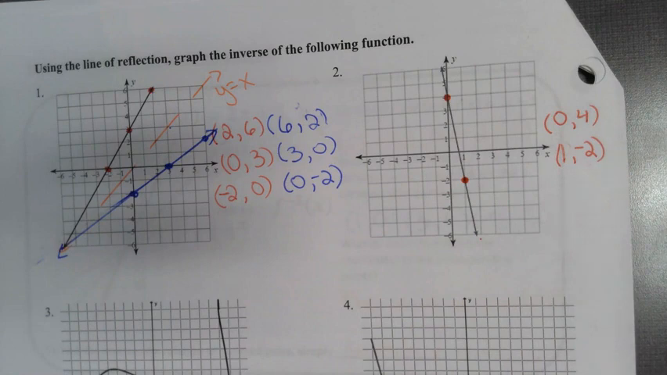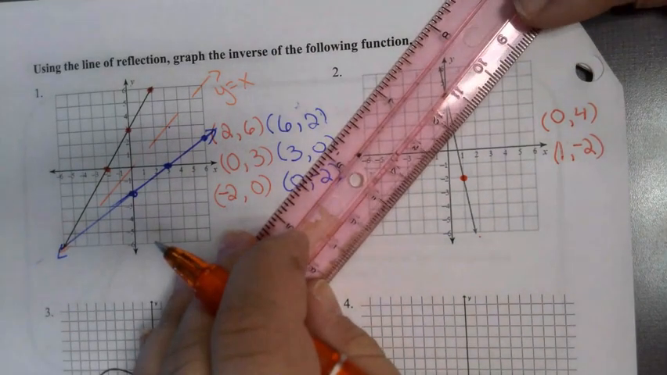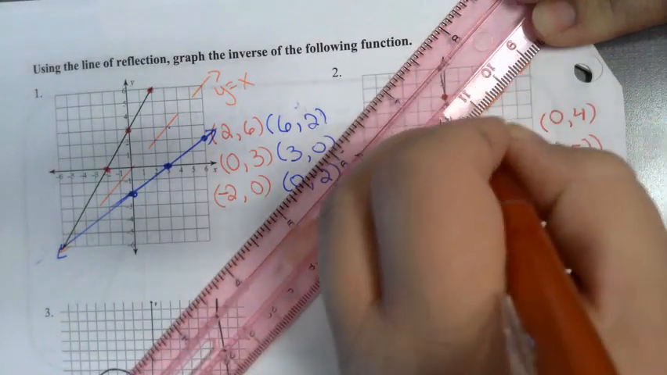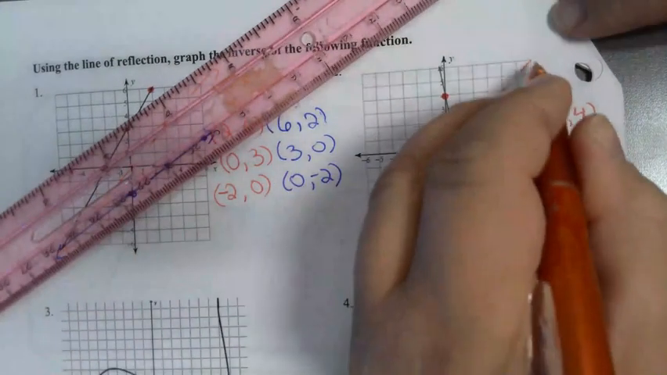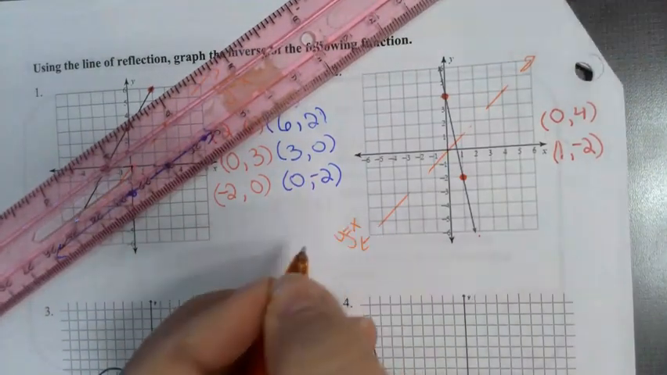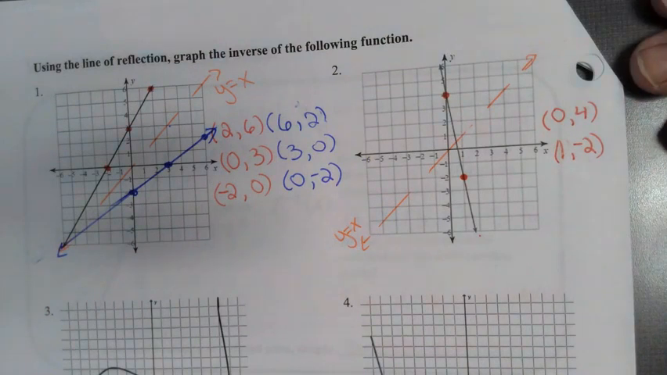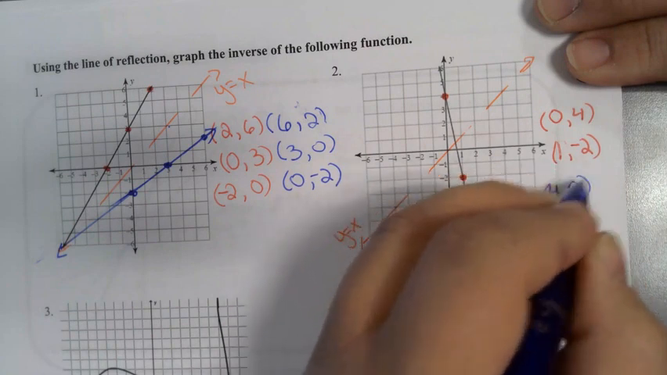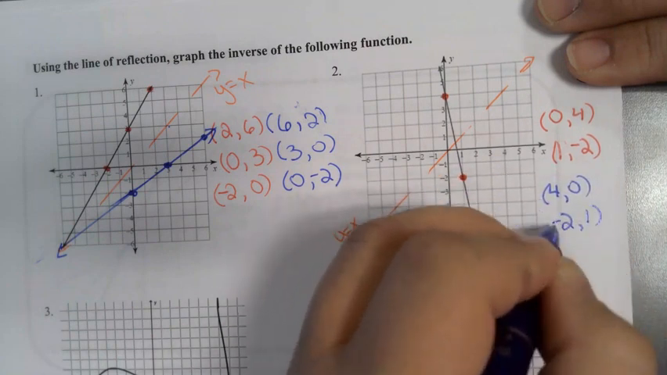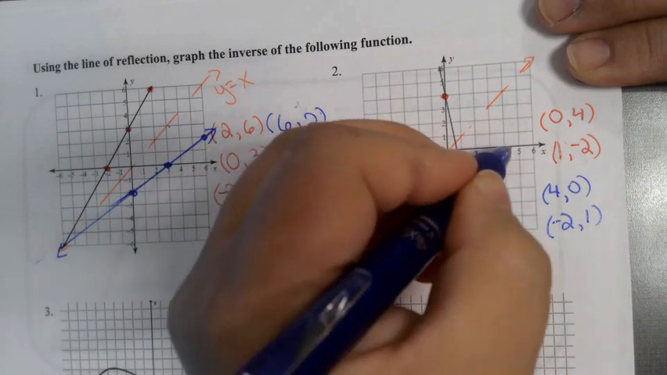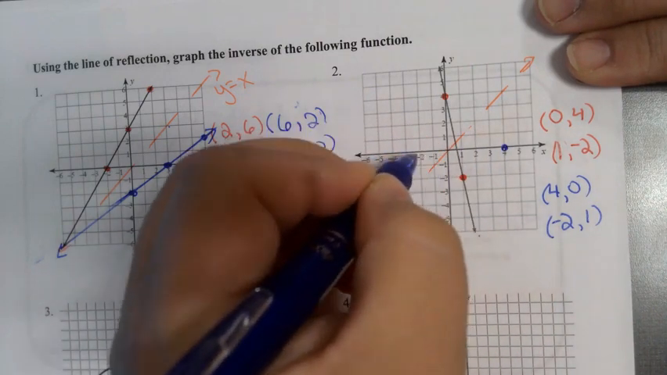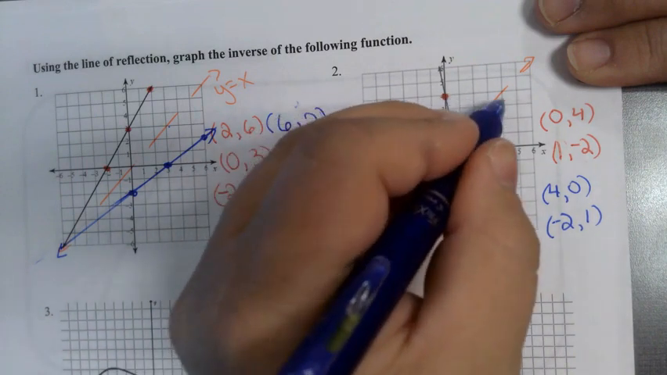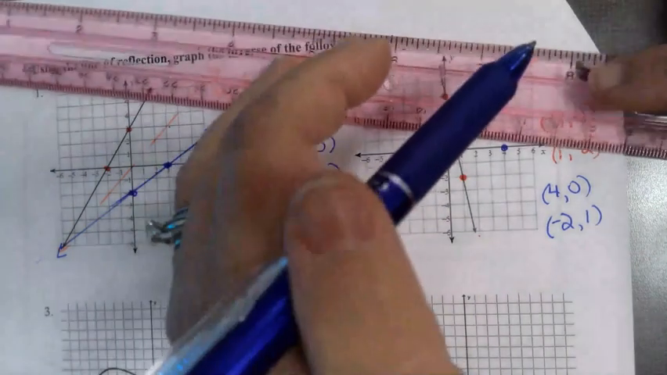Let's get our reflection line going. Don't forget to label it with y equals x. And then let's find the inverse of these 2 points. So (0, 4) becomes (4, 0). (1, -2) becomes (-2, 1). Let's plot those points. (4, 0), (-2, 1). Again, they are equidistant from that reflection line, so all I have to do is draw my line.